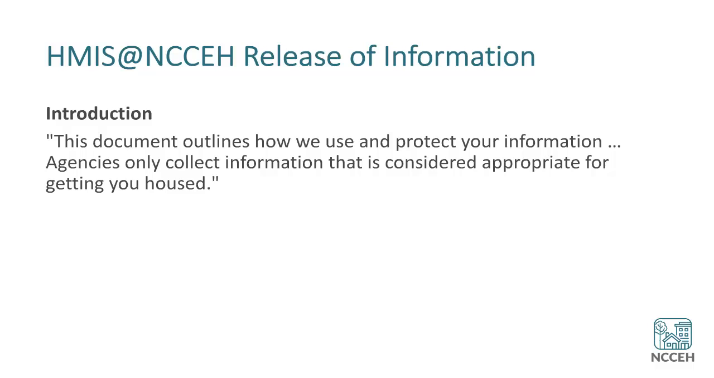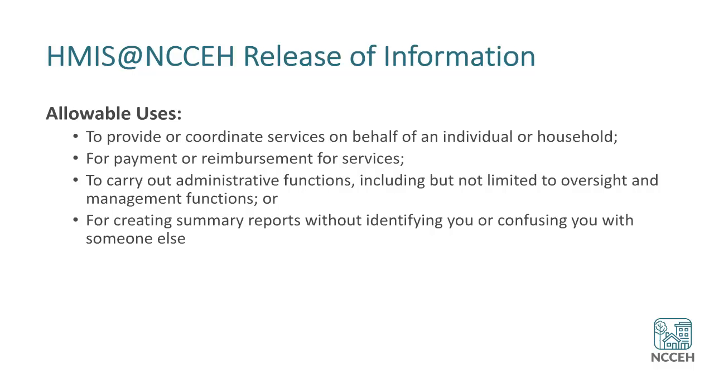The introduction describes the purpose of the ROI. In particular, it says this document outlines how we use and protect your information. Agencies only collect information that is considered appropriate for getting you housed. From here, the specific list of allowable uses for client information begins. This is the same list we reviewed in the privacy notice. These uses have slightly modified wording to be more understandable for clients, but the meaning is the same. To coordinate, to comply with funding and oversight requirements, and to deduplicate clients.